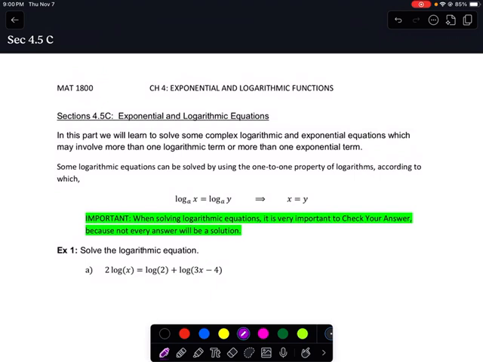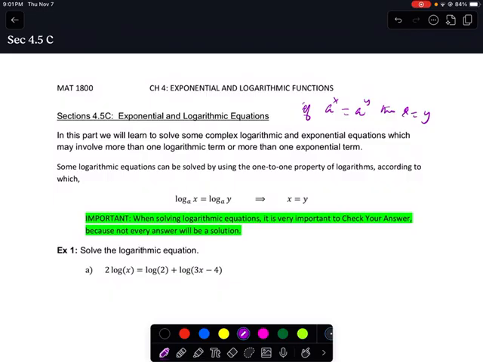Like the exponential function, the logarithmic function is also a one-to-one function. So both are one-to-one functions because they are inverses of each other, and so both of them have something called a one-to-one property, which we can use while solving the equations. If you recall, for the exponential function, we had the one-to-one property written as: if a to the x is equal to a to the y, then x is equal to y.